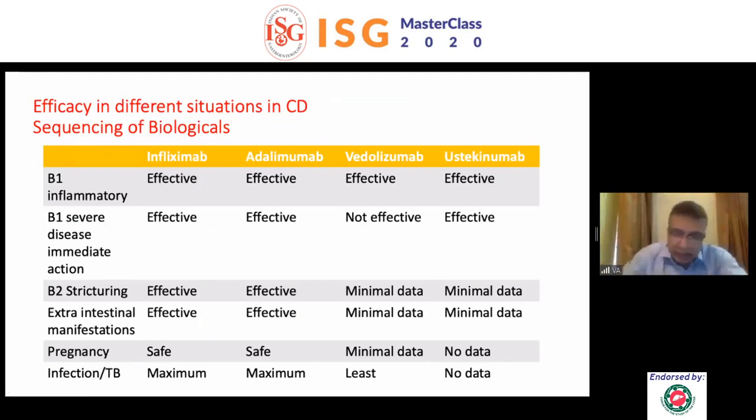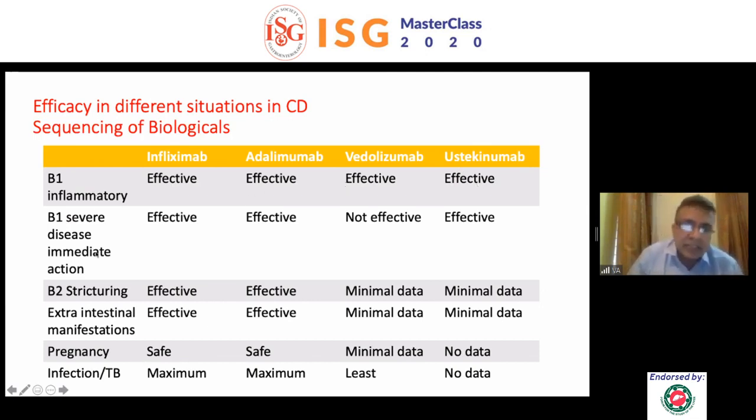Sequencing of biologics. This is again a very, very interesting slide, and I would like all of you to go over it carefully because all these agents are also coming up. So let us look at what the data is. If we have B1 inflammatory disease, we find that infliximab and adalimumab, TNF inhibitors, vedolizumab, a lymphocyte trafficking inhibitor, and ustekinumab, an IL-12, IL-23 inhibitor, are all effective. Yet there's a caveat here.